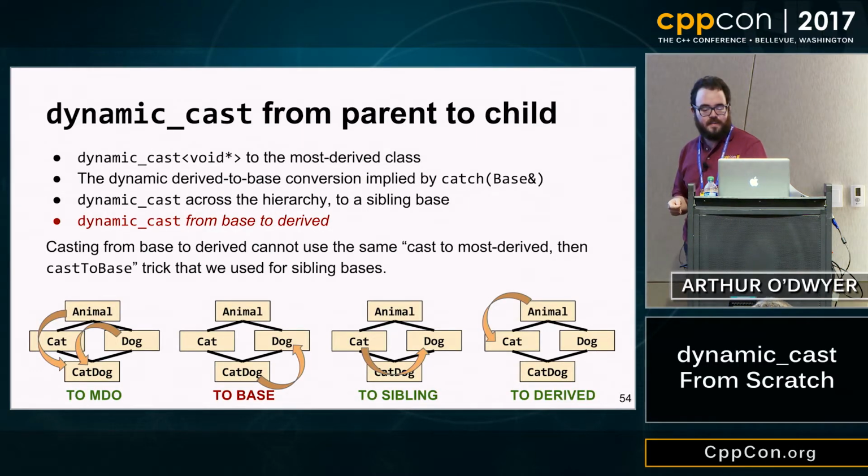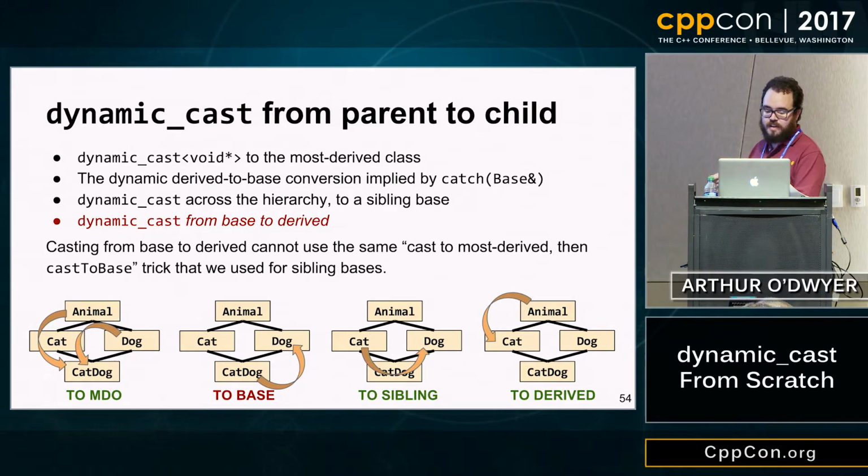All right. We are now down to the last case, which is casting from base to derived. I have a pointer to an animal, and I would like that cat, please. So again, I don't know statically. If I have an animal star, I don't know that it is a cat. So I have to do something at runtime to find out if it's a cat.